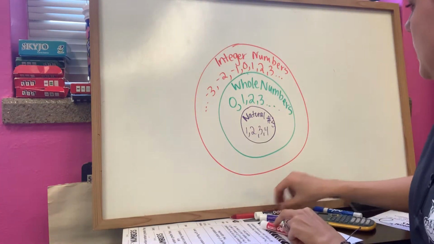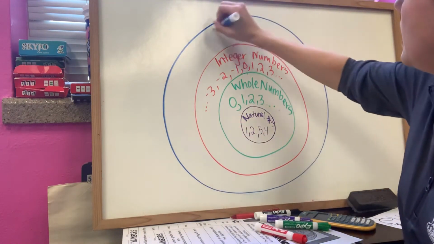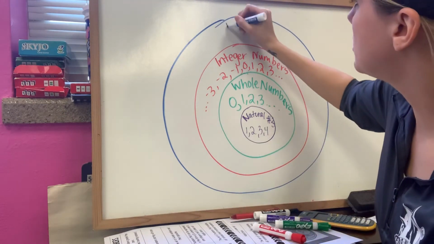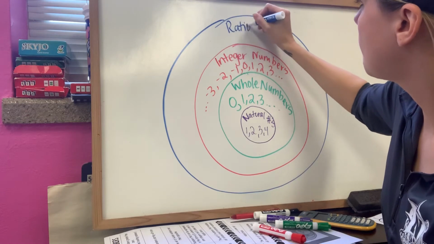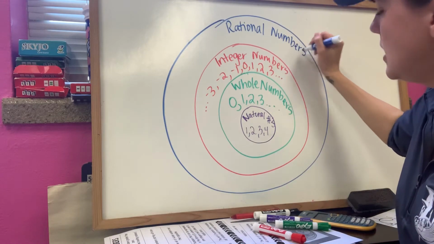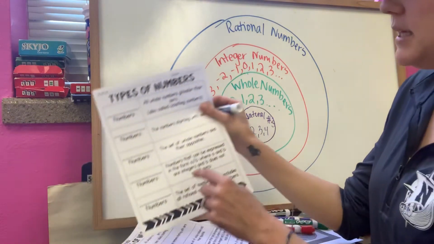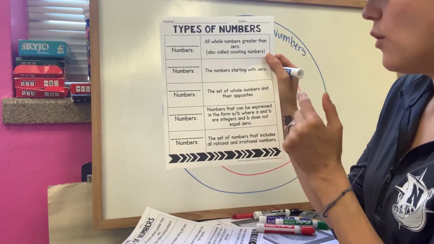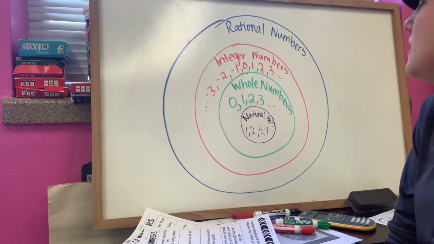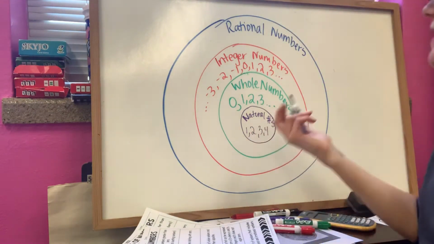We have another big circle around that because this one's going to include integers and whole numbers and natural numbers, and these are called rational numbers. Okay, so your next blank is rational numbers. Numbers that can be expressed in the form a over b, where a and b are integers and b does not equal 0. So basically that means rational numbers can also now include fractions and decimals somewhat.